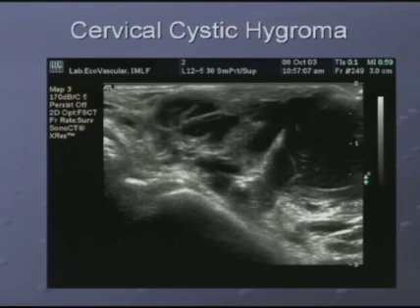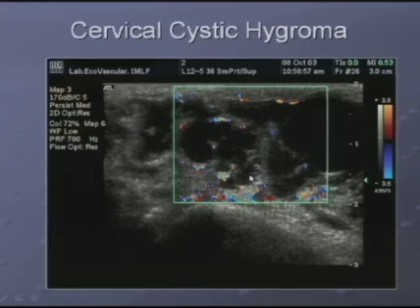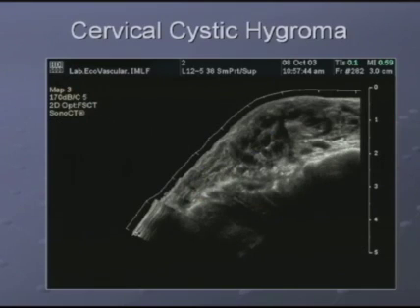Cervical cystic hygroma. It's a complex image with anechoic or hypoechoic portions with septa, and here the color Doppler helps us to make the differentiation between hemangioma and hygroma again. No color flow detected, but here is the same lesion by using the extended field of view ultrasound.